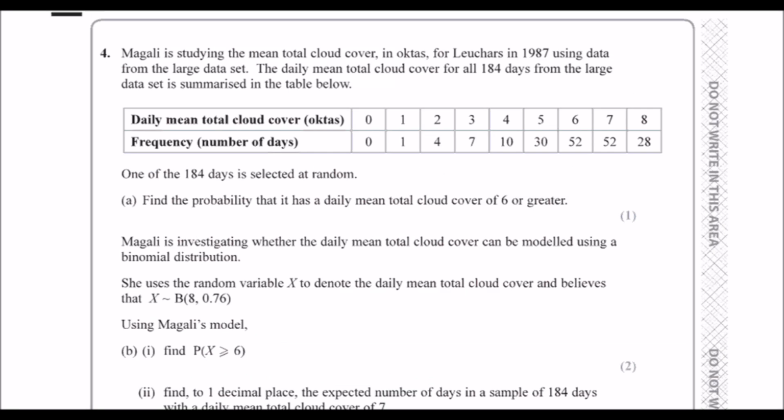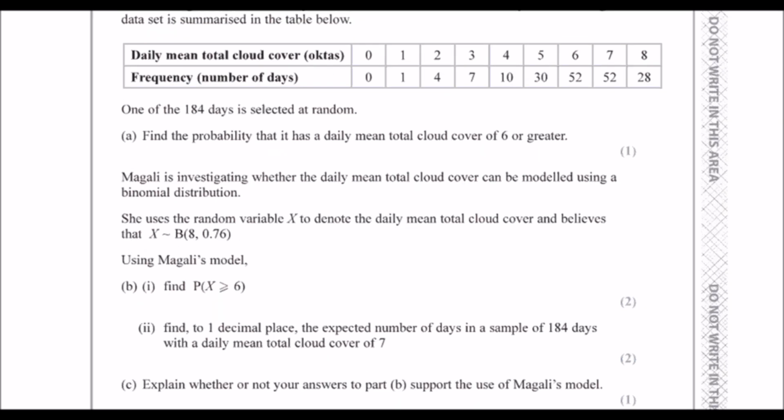Question 4. Magali is studying the mean total cloud cover in octas for Lucas in 1987 using data from the large data set. The daily mean total cloud cover for all 184 days is summarized in the table below. One of the 184 days is selected at random. Find the probability it has a daily mean total cloud cover of 6 or greater.